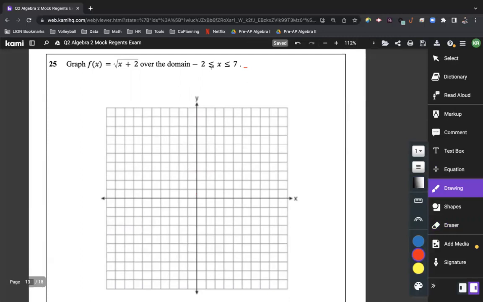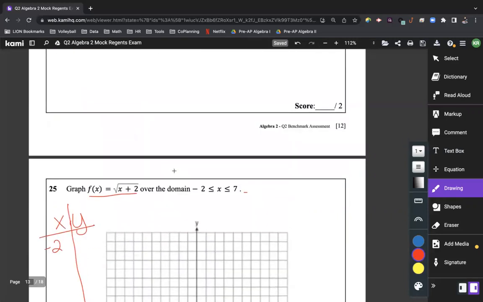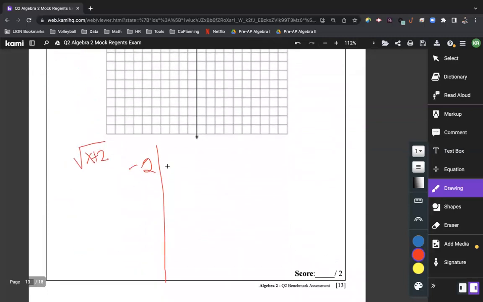Now, if I were to plug this into my calculator, I would get a table, right? I like that I saw some of you do this. Start at -2. The rule is the square root of x plus 2, right? So if I start at -2 and I have to go to 7, that's -1, 0, 1, 2, 3, 4, 5, 6, right?